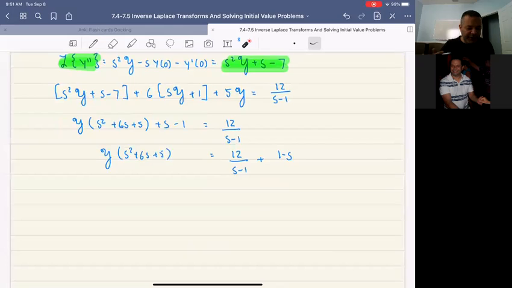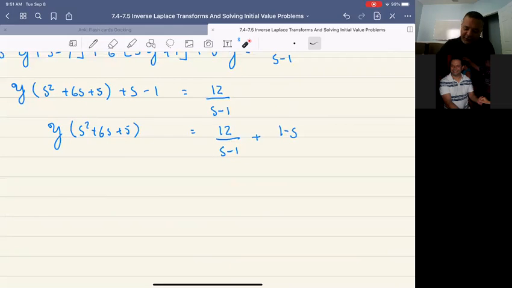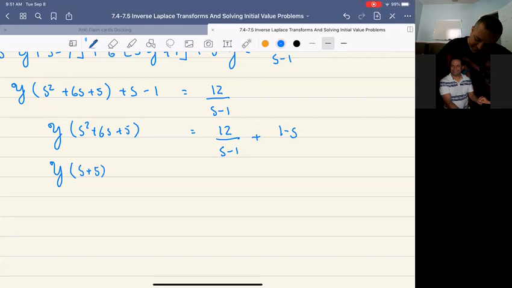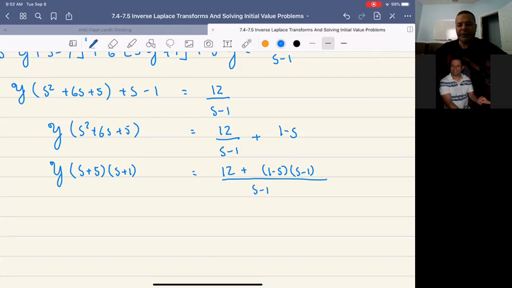Okay? Now, to do this algebra, what I'm going to do first is I'm actually going to join these two terms together. I normally wouldn't do that, but because of what we're going to be doing, and I'm going to factor this too. So I'm going to write this as y times s plus 5, s plus 1 equals 12 plus, now this is going to be 1 minus s, s minus 1 over s minus 1. Okay.